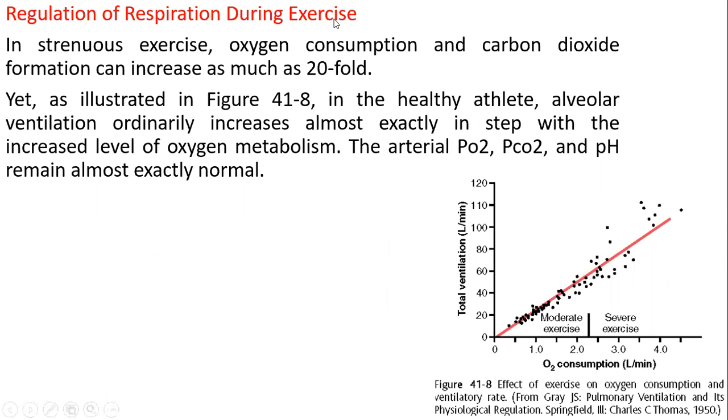Regulation of respiration during exercise. In strenuous exercise, oxygen consumption and carbon dioxide formation can increase as much as 20-fold. Yet, as illustrated in figure 41.8, in healthy athletes, alveolar ventilation ordinarily increases almost exactly in step with the increased level of oxygen metabolism. The arterial PO2, PCO2 and pH remain almost exactly normal.